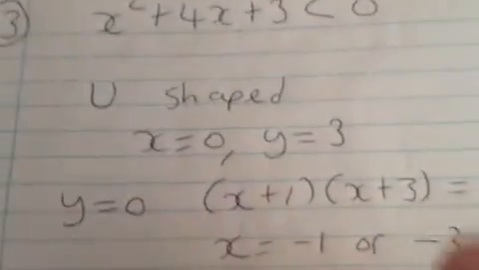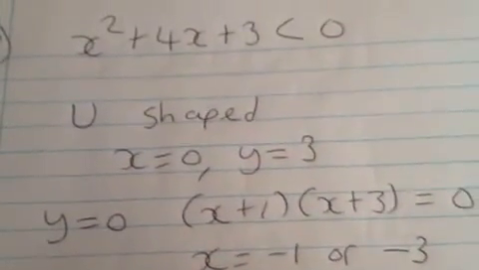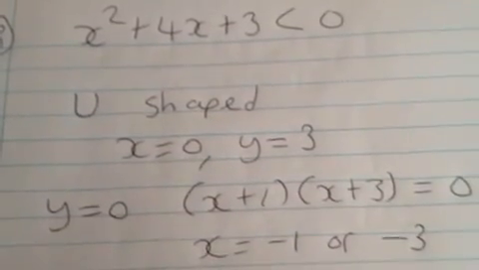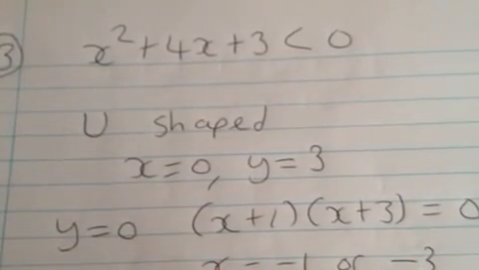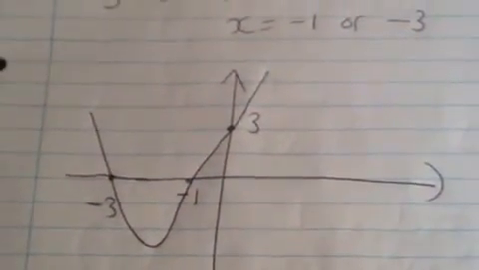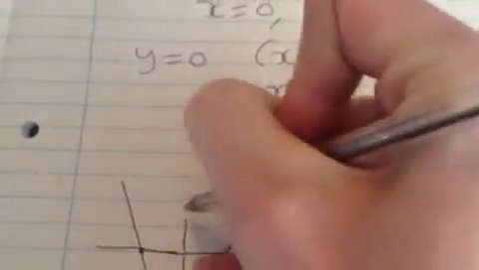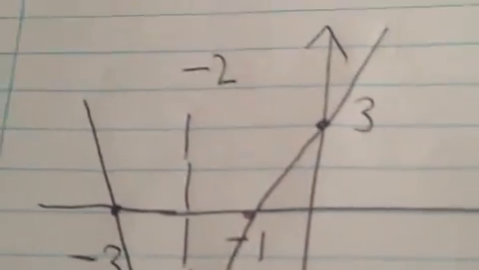So to plot this now, you know that we go through 0, 3, and you know minus 1, minus 3. A bit dodgy shape there, but it's got the gist. You know that our line of symmetry, just out of interest, is minus 2. But what we want to know is where this goes below the x-axis, because we want to be less than 0. Okay, so we know it's below the x-axis between minus 3 and minus 1. So your answer is minus 3 to minus 1.